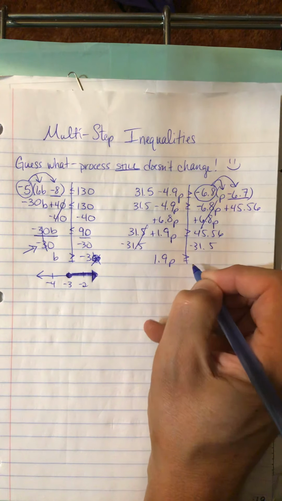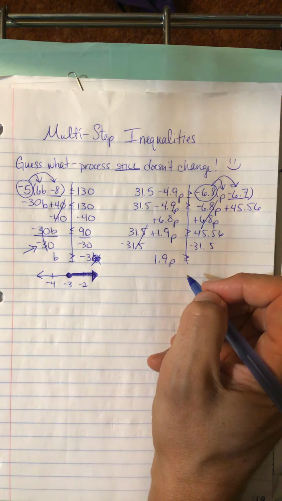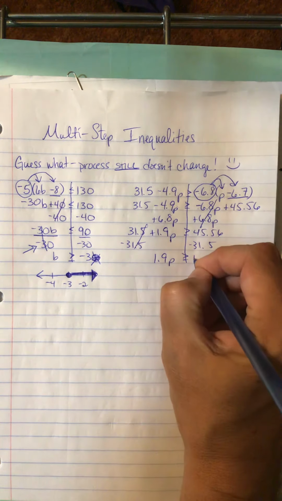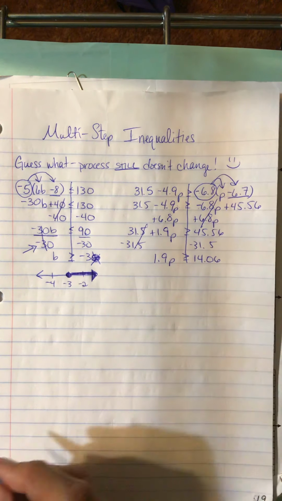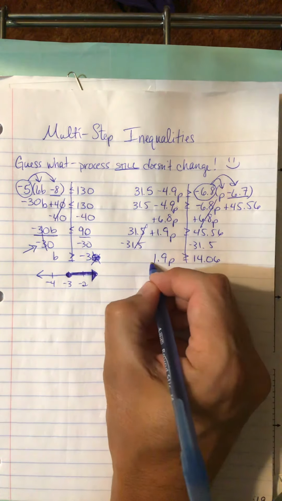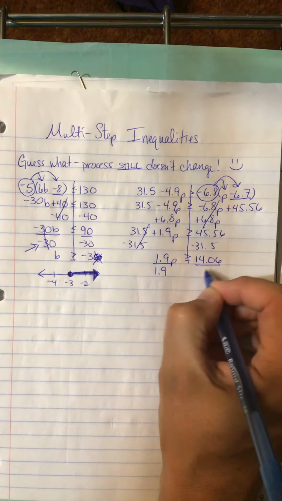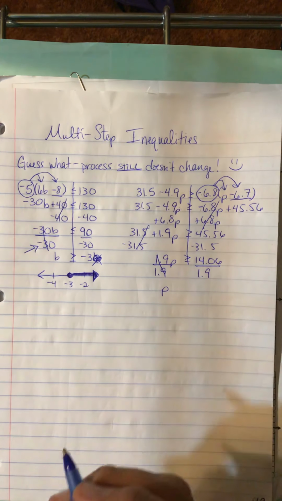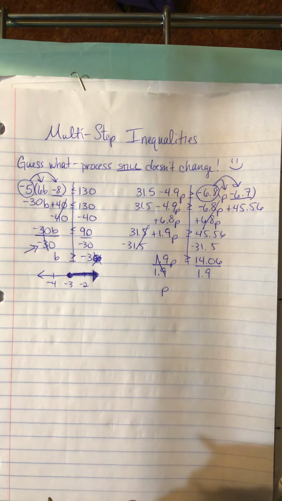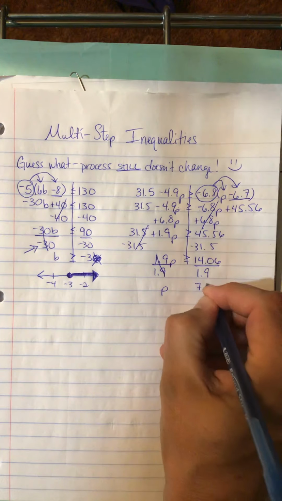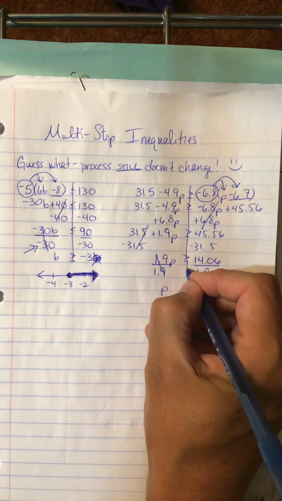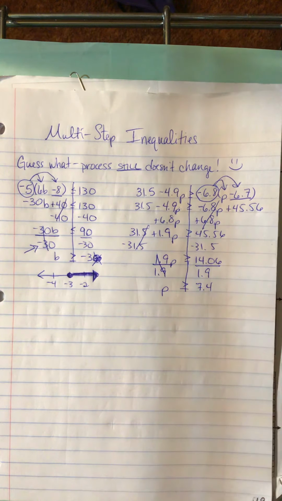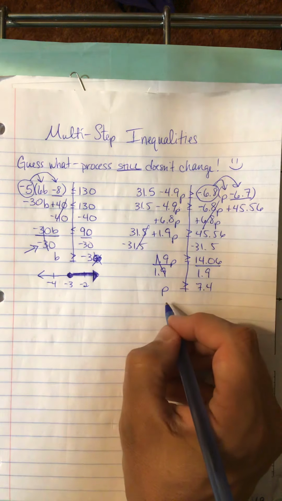1.9p is greater than or equal to, and I use my calculator to get 14.06. Get that coefficient equal to 1. Divide both sides by +1.9. Since it's positive, then we keep that symbol the same. And we get 7.4. Again, you divided by a positive number, so that symbol stays the same. Greater than or equal to 7.4.